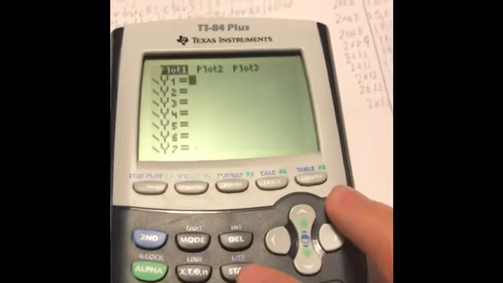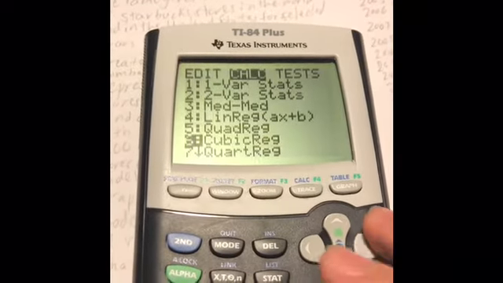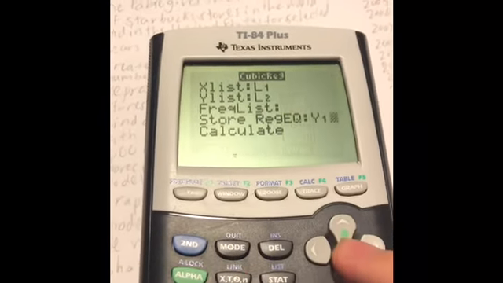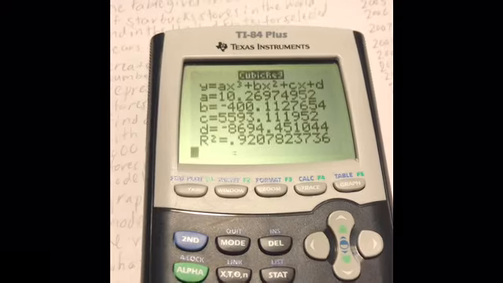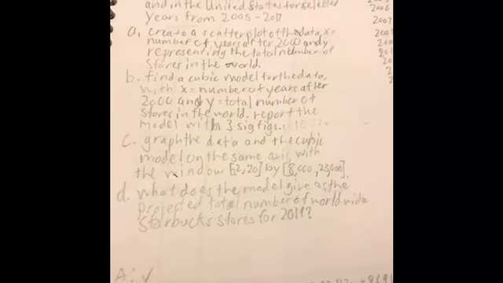I'm going to teach you guys a little trick. Stat, CubicReg, go to store RegEQ, Y1, calculate. Then you get this equation, and that is the cubic model for B that was asked of us to obtain.